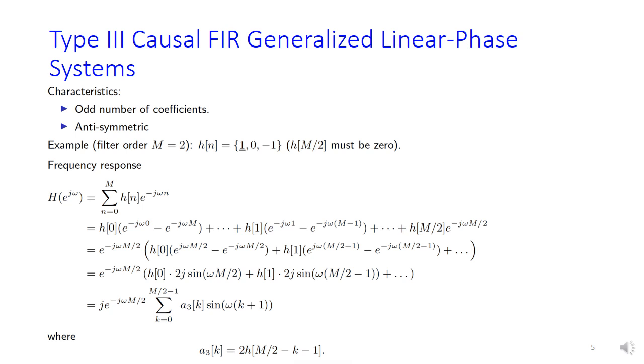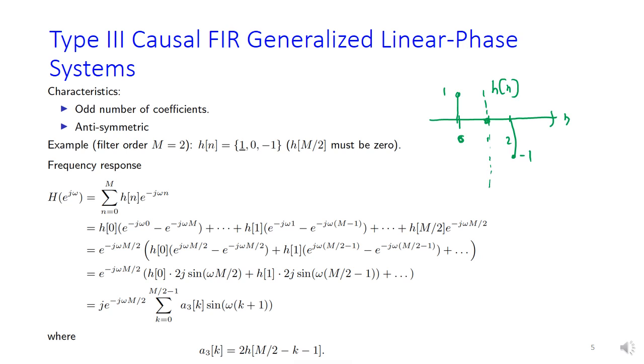Okay, let me again draw an example here of how it looks. By the end of this lecture, just by looking at h of n, you should be able to say which of these four it belongs to, or whether it doesn't belong to any of these four. You should be able to say that, right? So 0, 1, 2, that's the smallest one I could think of, and let's say I have here 1, 0 and minus 1. This is the h of n. You could see here it's anti-symmetric about the M by 2 value.